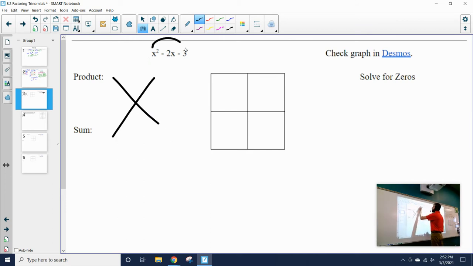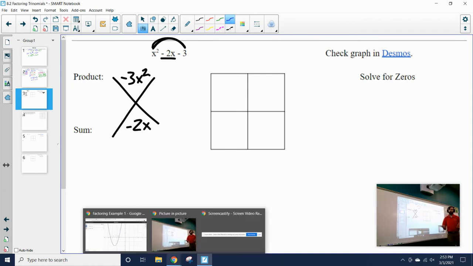In the top part, I'm going to put my first and last numbers multiplied together. So that's -3 times x squared. It's going to be -3x squared. And then I put my middle term in the bottom, so -2x. So once again, I need to think of two numbers that are going to go in my left and my right, two numbers that multiply to give me -3x squared and add to give me -2x. So I need to essentially think of two numbers that multiply to equal -3, add to equal -2.